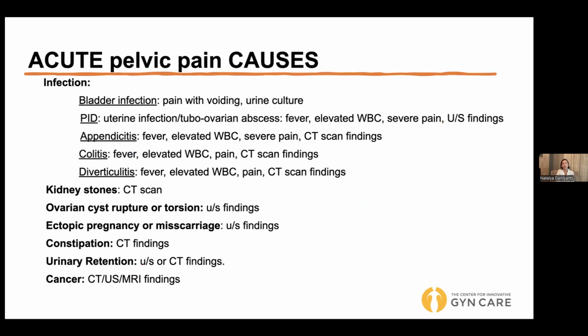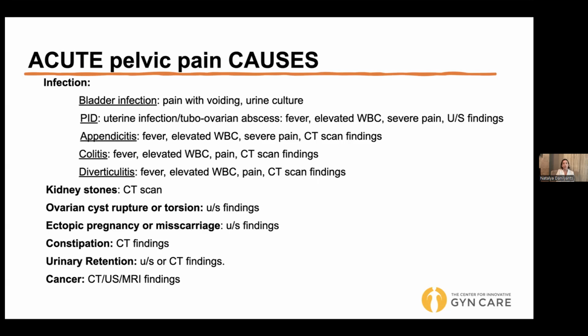PID, or pelvic inflammatory disease, is an infection of the uterus or in tubes and ovaries. Sometimes there's going to be actually an abscess or infection collection. And that also has associated signs and symptoms like high fever, elevated white blood cell count, which is going to be in your blood work. There's going to be severe pain, and there's going to be ultrasound findings. So if that type of pain brings you to the ER, specific imaging study or blood work will identify that infection. Appendicitis, again, CAT scan findings, and then elevated white blood cell count, fever, severe pain.